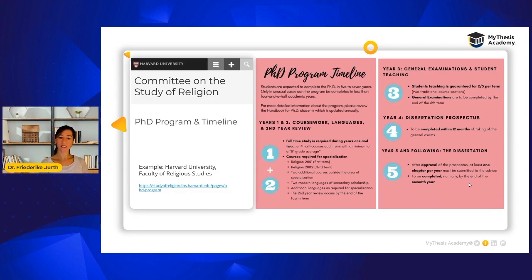So after the approval of the exposé of your thesis proposal, you at least need to submit 1 chapter per year with your supervisor. And normally the 7th year is to have the full dissertation completed, and this episode will finish with your defense.